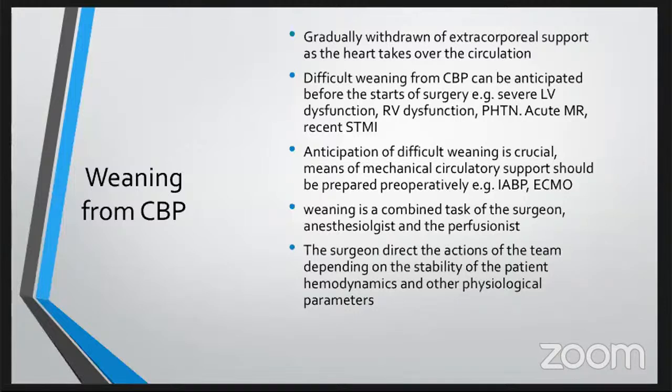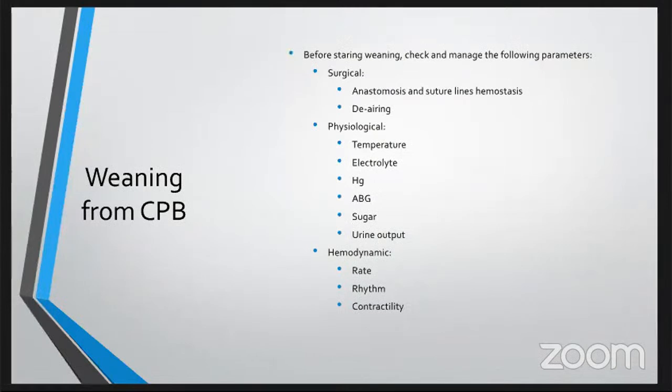Weaning is a combined task from the surgeon, anesthesiologist, and the perfusionist. The surgeon directs the actions of the team, depending on the stability of the patient, hemodynamics, and other physiological parameters. So before we start weaning, we have to check and manage the following parameters. From the surgical side, the anastomosis, suture line hemostasis, and de-airing. For other physiological parameters, we have the temperature, electrolytes, hemoglobin, blood gases, sugar, urine output. And for hemodynamics, we have to ensure good contractility and rate and rhythm as well.